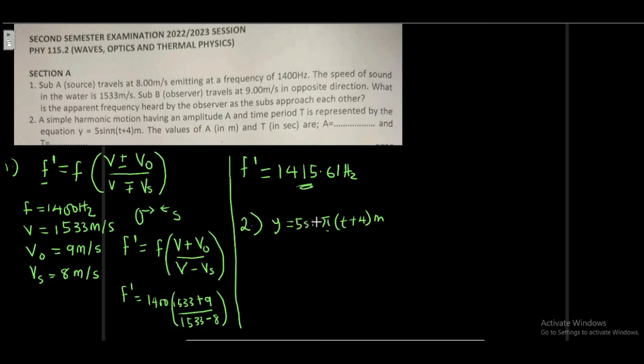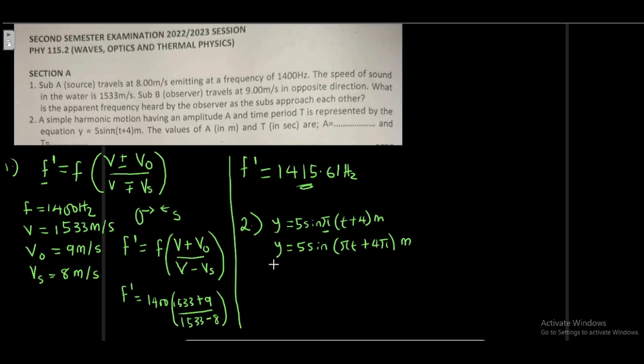5 sine. We can use pi to open up this bracket, and then we're going to have 5 sine. This is pi t plus 4 pi meters. Now, first they say we should calculate amplitude.